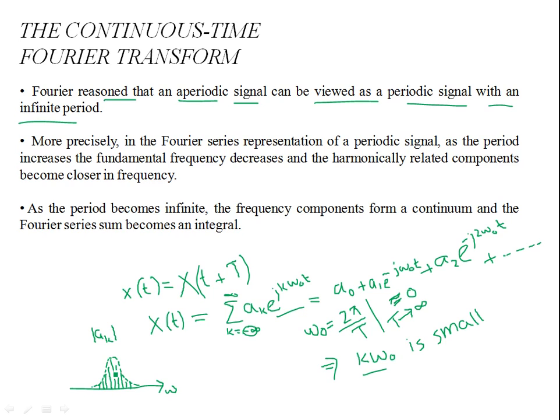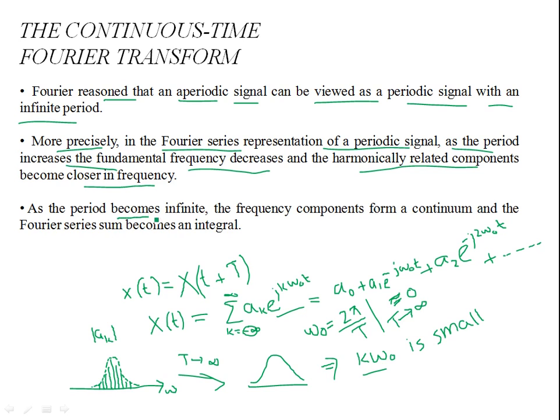They are representing an envelope now. These are a large number of samples much closer to each other. More precisely, in the Fourier series representation of a periodic signal, as the period increases, the fundamental frequency decreases and the harmonically related components become closer in frequency. Therefore, instead of having those discrete Fourier coefficients in the spectrum, when T approaches infinity, if you plot the Fourier coefficients, you'll have a continuous plot like this.